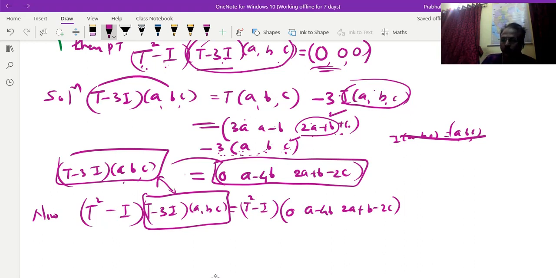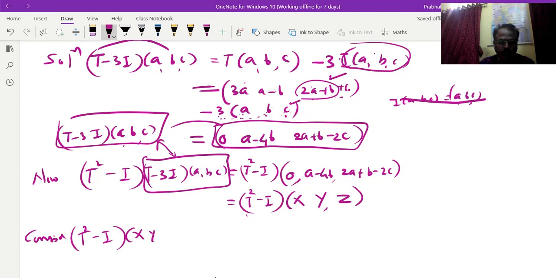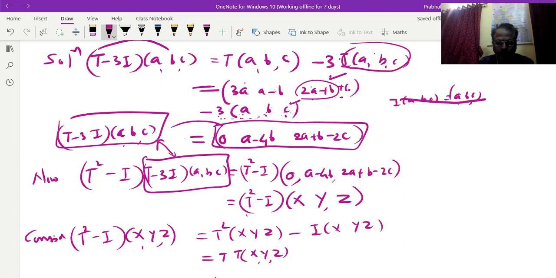So now if I am operating on this, let us call this T square minus I on, in order to make our calculations easy, the first component is x, the second component is y, the third component is z. If I start operating, let me consider this part. Consider T square minus I on XYZ, which is T square on XYZ minus I of XYZ. T square on XYZ means T of T of XYZ. That means first this part gets executed. Minus I of XYZ means XYZ itself.